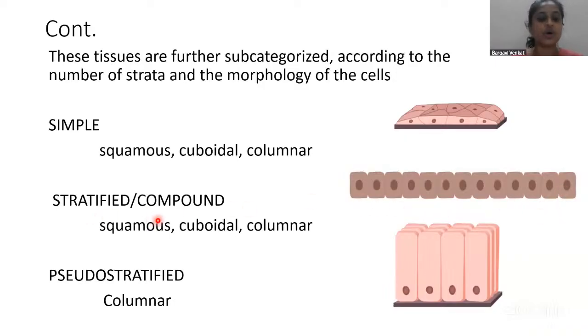In stratified or compound, you'll have layers. Stratification, what does it mean? It means layers. The cells will be arranged in multiple layers in this manner, like stacking up. That is also called compound. And pseudostratified. Pseudo is what?